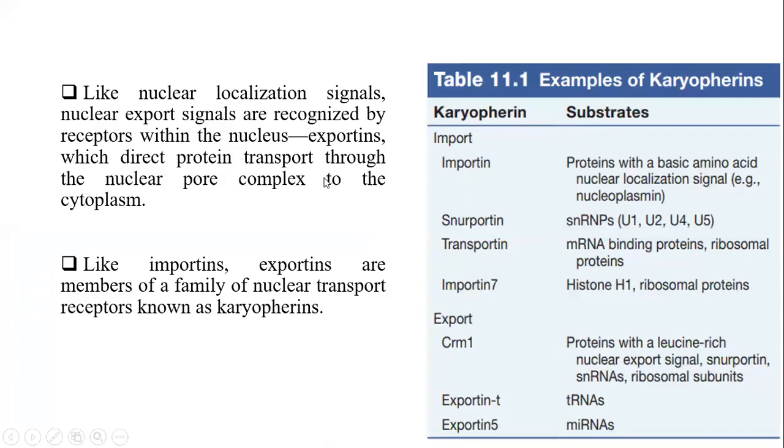Now, just as we have nuclear localization signals, export signals are also there, and the proteins within the nucleus that carry out the transport are called exportins. They also have a family. These are known as karyopherins. Please remember, the import proteins and the export proteins are known as karyopherins.